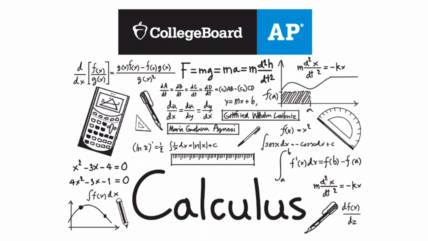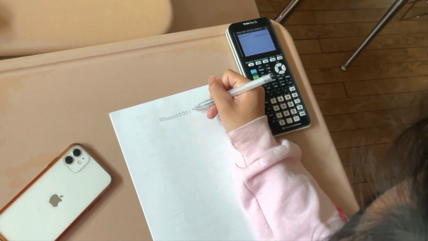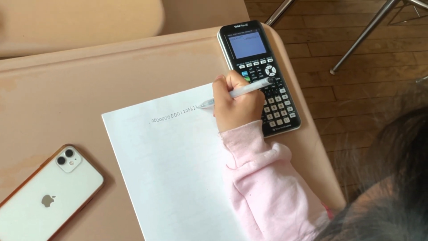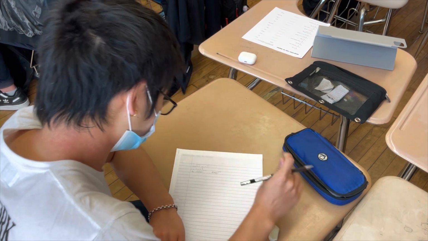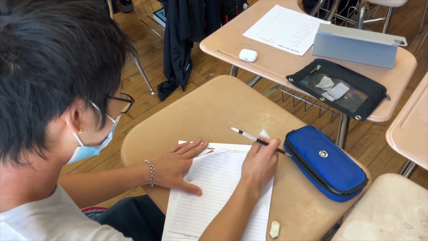Here are some tips and tricks for Calculus BC. Let's start with the basics. Round your answers to the third decimal place. Don't waste your time or your space. If you make a mistake, don't erase it. Save time by crossing it out.